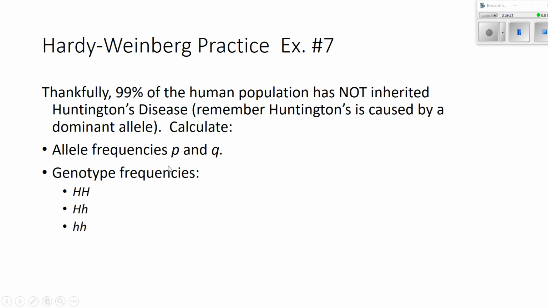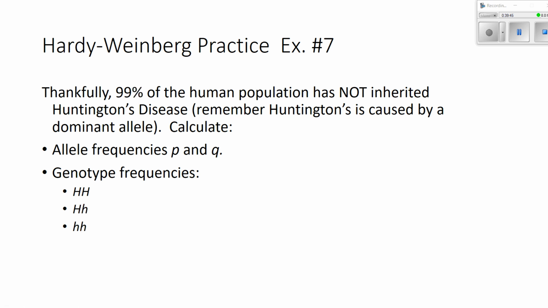No, I'm sorry. I'm thinking of this backwards. Forgive me, and there's no way I can edit out my mistake, so let me start over. It says 99% has not inherited Huntington's. So those are the little h's. Okay, don't let me lead you astray here. 99% are little h. Okay.